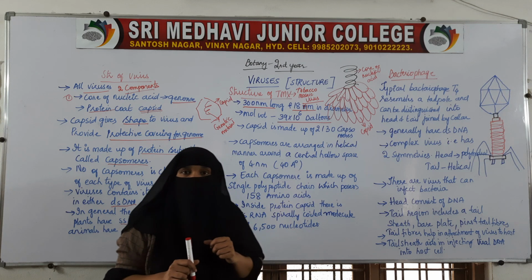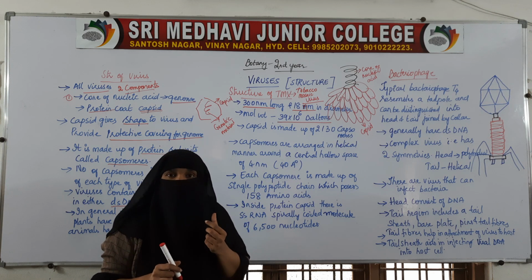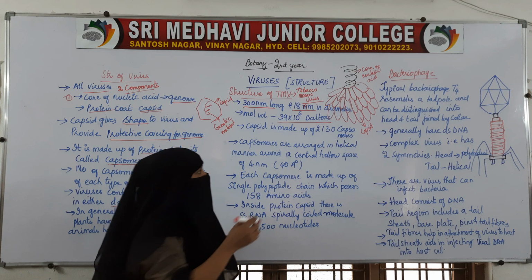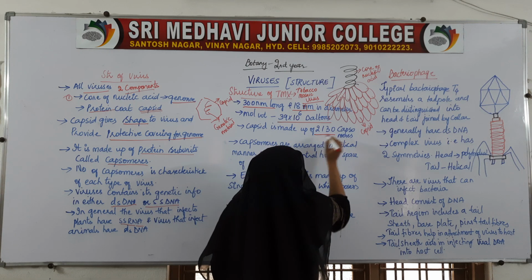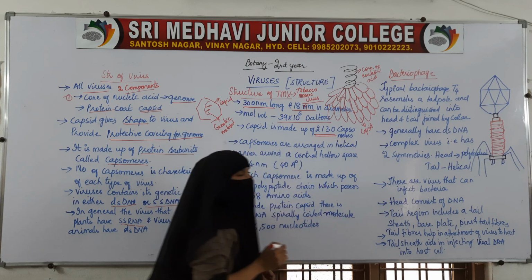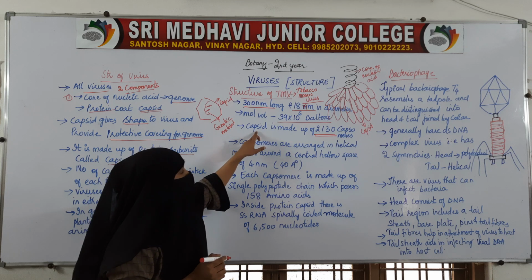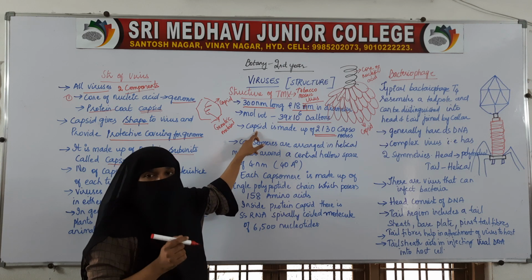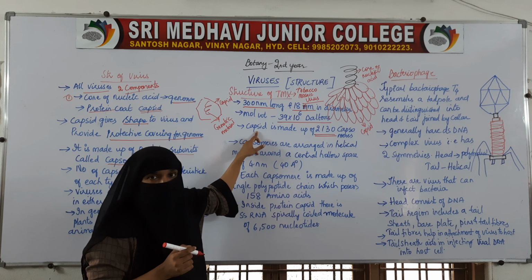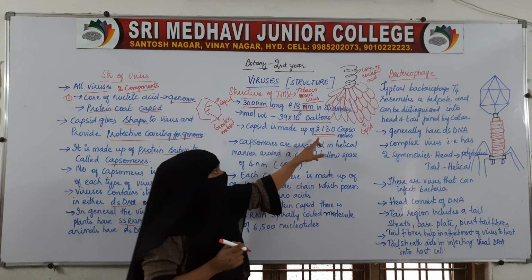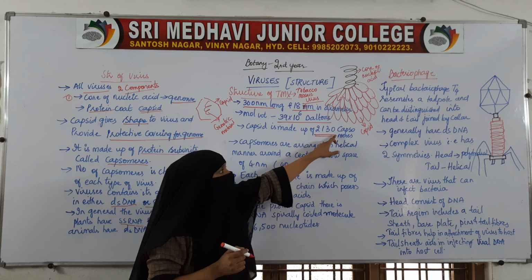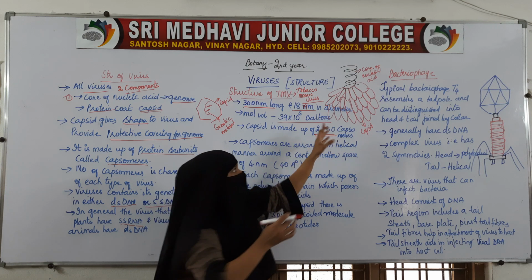Now, I said the capsid is a protein cover. This capsid is made up of small subunits called capsomeres. So, how many capsomeres do they have? 2130 capsomeres are present in the capsid. The capsid which is present in tobacco mosaic virus is made up of 2130 capsomeres.